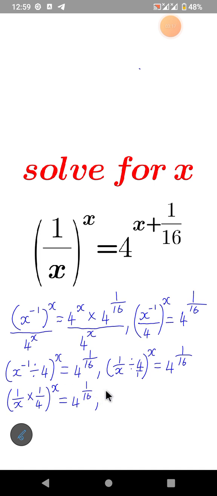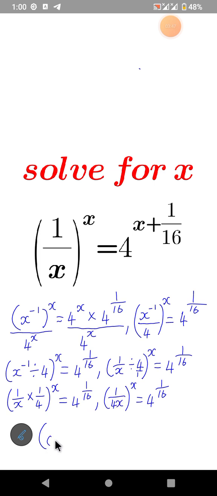Then from here now, we'll open our bracket again. 1 is going to multiply 1, so we have 1 here all over x multiplied by 4. That will give us what? 4x. Then close our bracket, all raised to the power of x equal to 4 raised to the power of 1 all over 16. Then from here now, this left hand side, I'm going to open my bracket again. Now this expression inside this bracket, I can write it in this way.